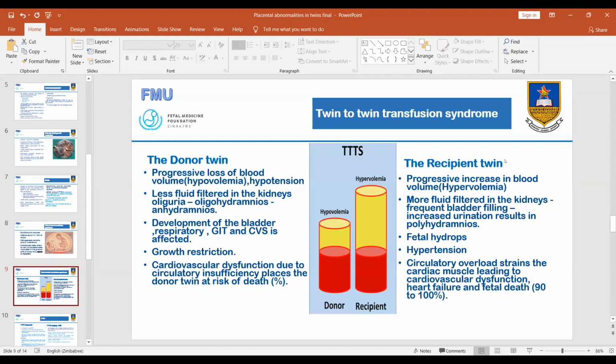For the recipient twin, we have progressive increase in the blood volume, and there will be more fluid being filtered at the kidneys. Hence, the bladder will be filling even more, and more urine will be produced, which will then result in polyhydramnios. This polyhydramnios can cause lots of discomfort for the mother, and the hypervolemia in the baby can cause hypertension and circulatory overload that then strains the cardiac muscle, and this leads to heart failure and fetal demise in about 90 to 100% of the fetuses.